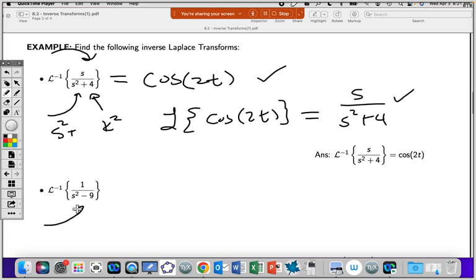Next example here, we've got a difference of squares in the denominator. So that means we're coming back to a sinh or a cosh. Since we don't have an s in the numerator, that means it's coming from a sinh. So this is coming from a sinh of, and once again, that squared there, that's the square. So it would be sinh of 3t. But if I took the Laplace of sinh of 3t, I would also get a factor of 3 in the numerator. So to counteract that, I would divide by that factor of 3. And once again, you can check your answer by taking the Laplace.